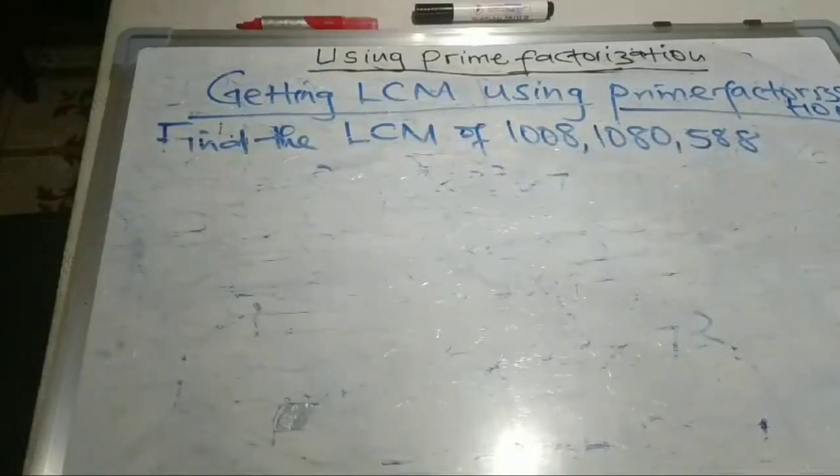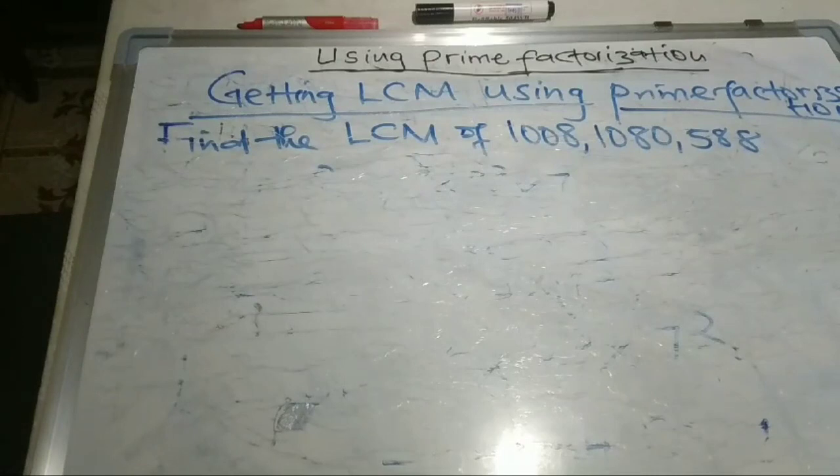In the same manner, let's get the LCM of these numbers: 1008, 1080, and then 588. So, the factorization method I've just shown you is the same one we are going to use to get the factors, and the factors will be as follows. And remember, in LCM, we consider each prime factor as long as it can divide one of the numbers present in the list. Then we use it in order to be able to get the factors.